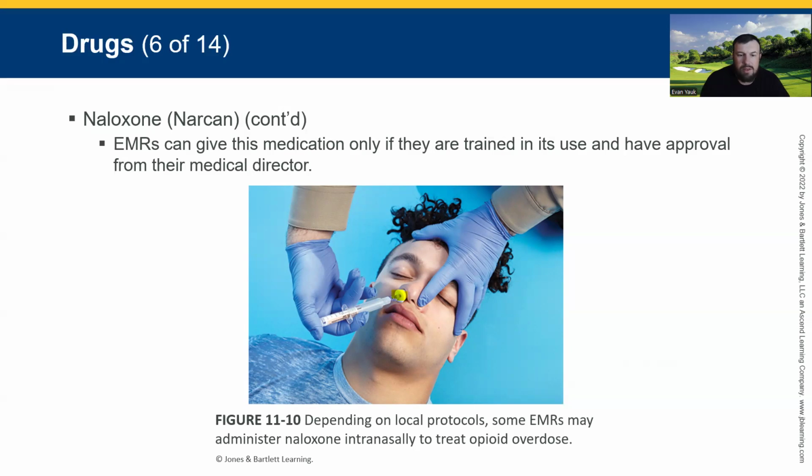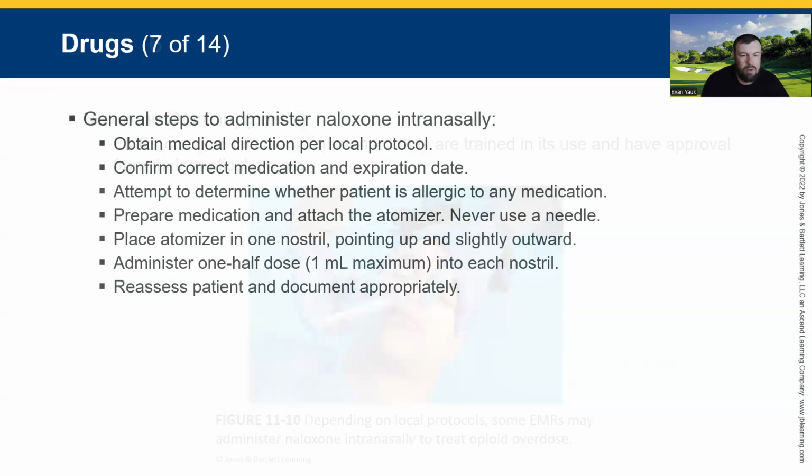You wait just a little bit. While you're doing this, you might be bagging them. You might be ventilating them. Hopefully this will bring them out of it and they will start breathing on their own. This is telling you how to give it, which I just told you. So it's 2 milliliters total. You're giving 1 milliliter into each nostril. You reassess the patient and document appropriately.